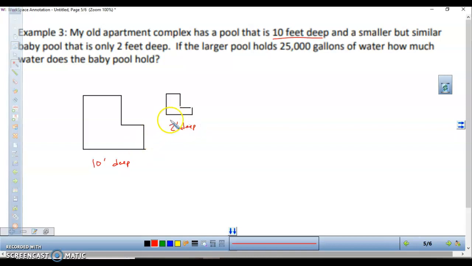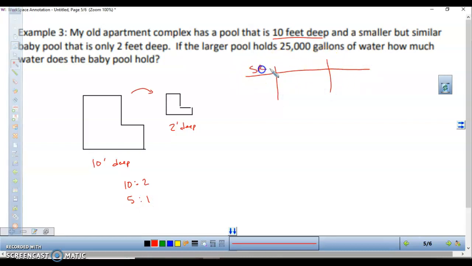Now, what I've told you about each one of these things is I've given you linear dimensions, depth. I haven't given you area. I haven't given you volume. I've given you linear dimensions, which is depth. So a linear dimension always goes into my table as a similarity ratio. So I know that from the big pool to the small pool, the ratio is 10 to 2 or 5 to 1. So now I'm just going to plug into my table.